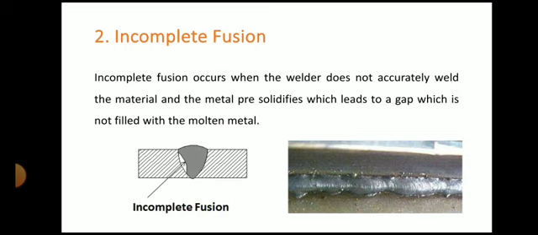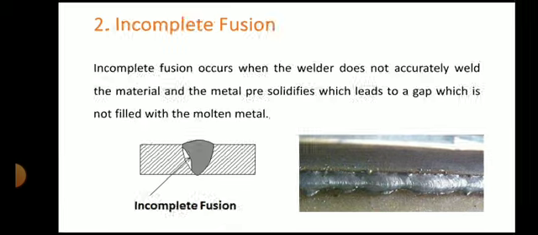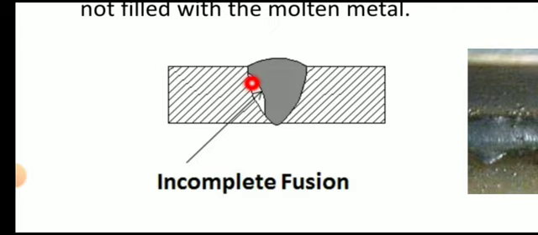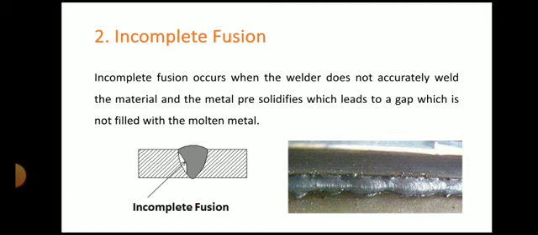Now the second internal defect is incomplete fusion. Here you can see the incomplete fusion. Your weld metal has not reached this area. This is the cavity formed. So this is known as incomplete fusion.